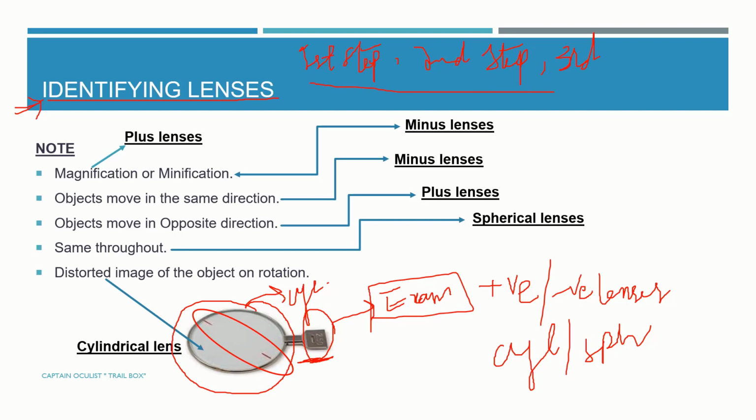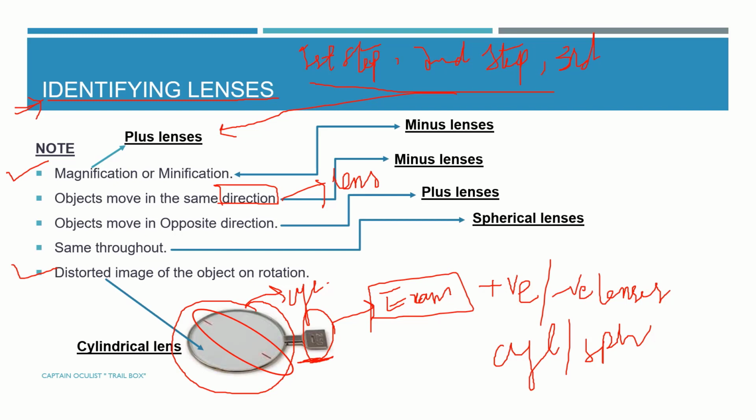While doing this, note the following points: is there any magnification or minification of the image? Note the direction of the movement of the image with respect to that of the lens. Is there any variation in the movement of the lens and the image? Does the image move during both vertical and horizontal movement of the lens, or only during one of them? Is there any distortion of the image on rotation? So these are the things to note while identifying a lens.